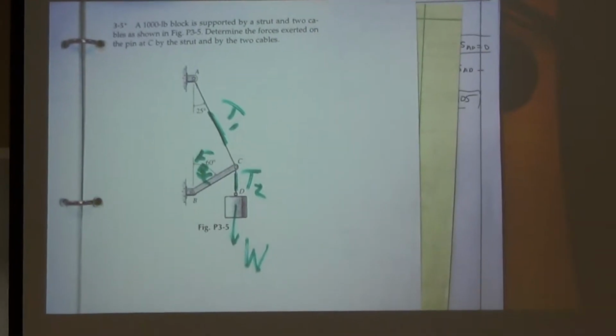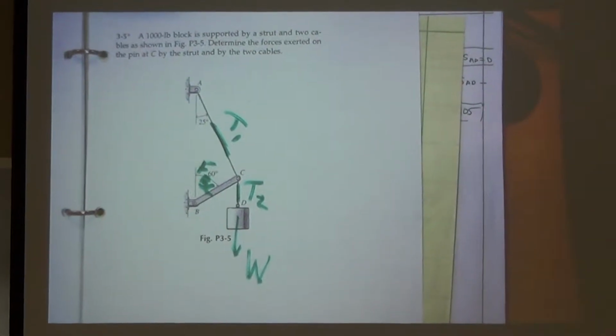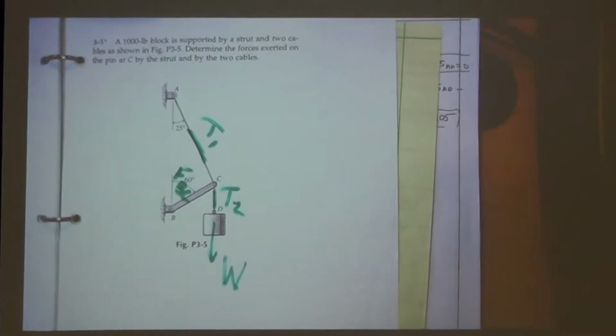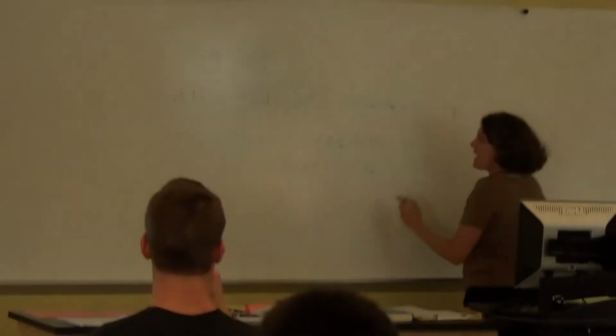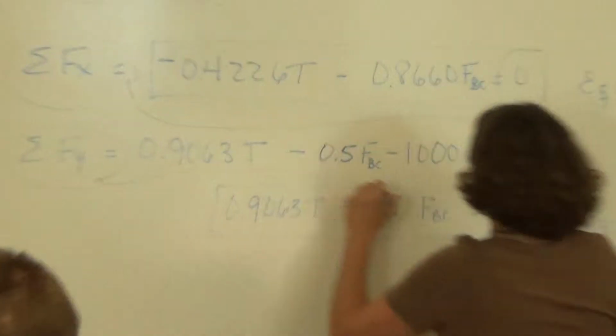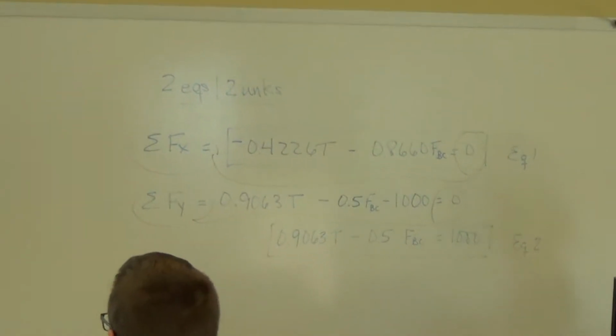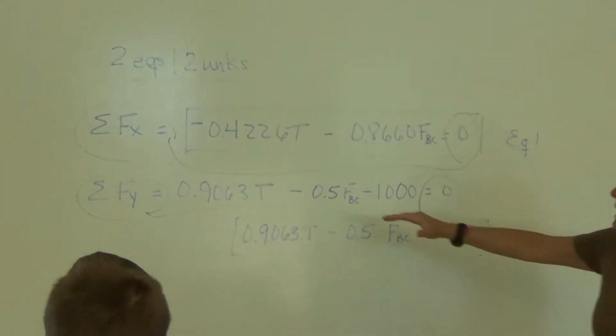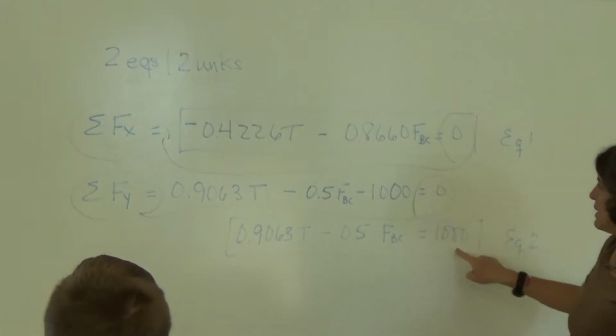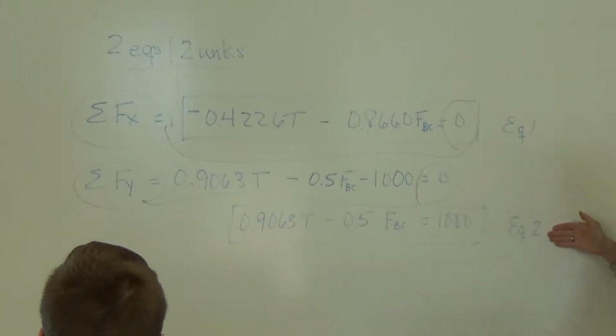Remember, you always have to have the sum of the forces equals 0. You have to have the first part of the equation written like that. Sum of the forces equals 0. And then you can take this and flip that 1,000 to here. And these are my two equations.